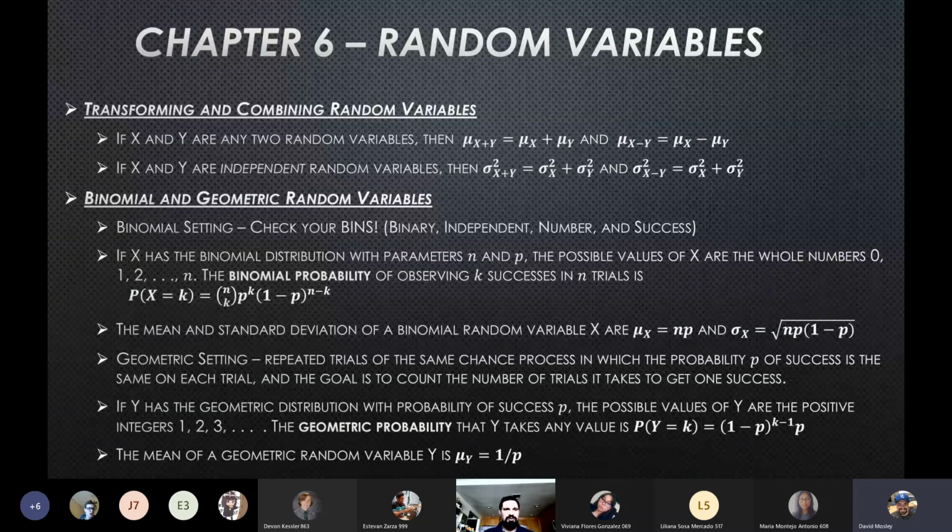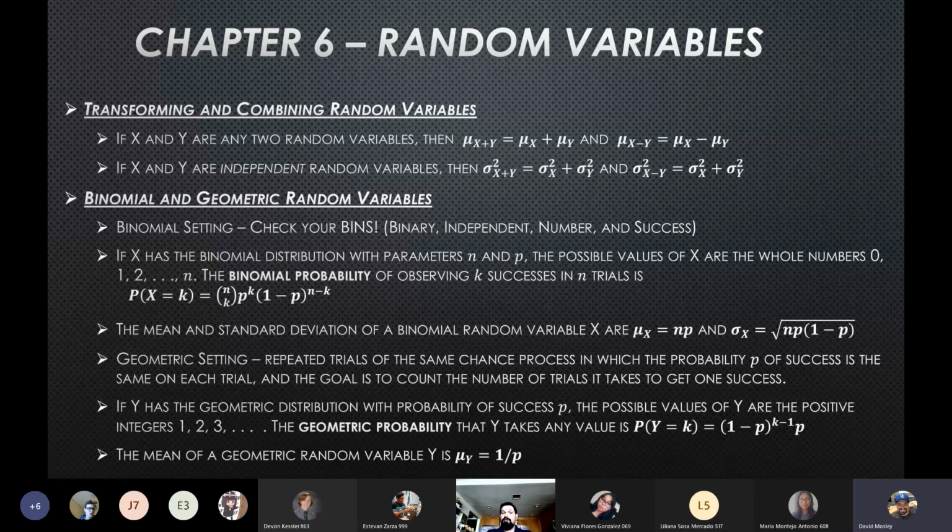If X has a binomial distribution, meaning we've checked our bins and it is all good, with parameters N and P, N is the number of trials and P is the probability of success in each trial, the possible values of X are the whole numbers 0, 1, 2, all the way up through N. We can only have as many successes as we have trials. The binomial probability of observing K successes in N trials is the probability of X equaling K, which is equal to N choose K, that is not division. Those variables are just stacked on top of each other.